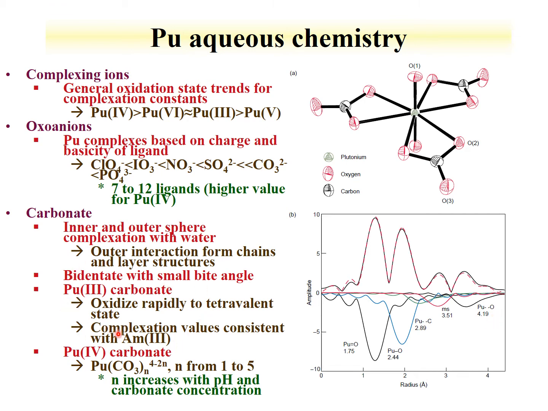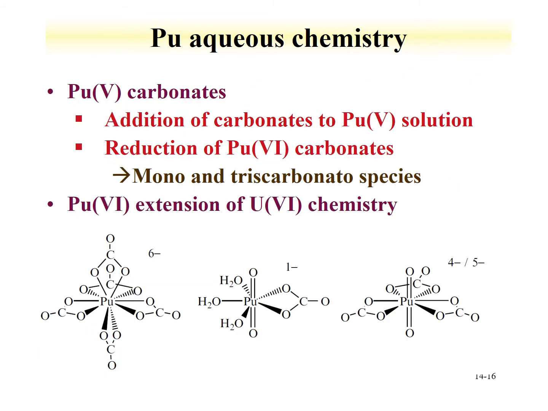Plutonium-3 species, as the carbonate, rapidly oxidize to the tetravalent state. The complexation constants for the plutonium-3 can be modeled on americium-3 species. Plutonium-4 carbonates can have a large number of carbonates coordinating from 1 to 5. And this carbonate coordination increases with pH and carbonate concentration. Plutonium-5 carbonates can be formed by the addition of plutonium-5 to a carbonate solution or the reduction of plutonium-6. Often you'll get the mono and tris carbonato species, and plutonium-6 carbonates are really just an extension of the uranium-6 system. One of the differences is that the distances between the plutonium and the oxygen are a little bit smaller compared to the uranium system. This is due to the actinide contraction.